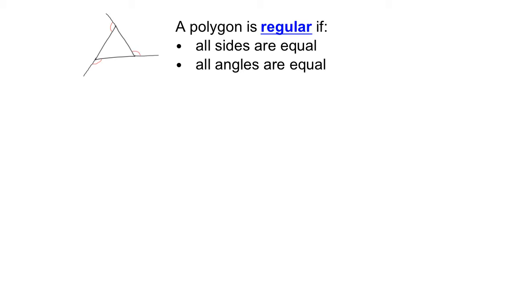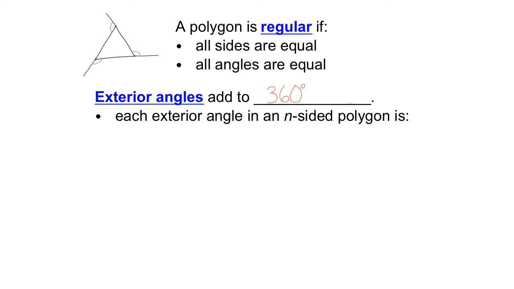So let's talk about exterior angles for a second. Exterior angles add to 360 degrees. So if you want to know what one exterior angle is, you'd have to take the sum of all the exterior angles and divide by the number of angles that you have. So if we write that as a formula for an n-sided polygon, so n is the number of sides that the polygon has, you would take the 360 degrees and divide by the number of sides. So E, our exterior angle, is equal to 360 divided by n.